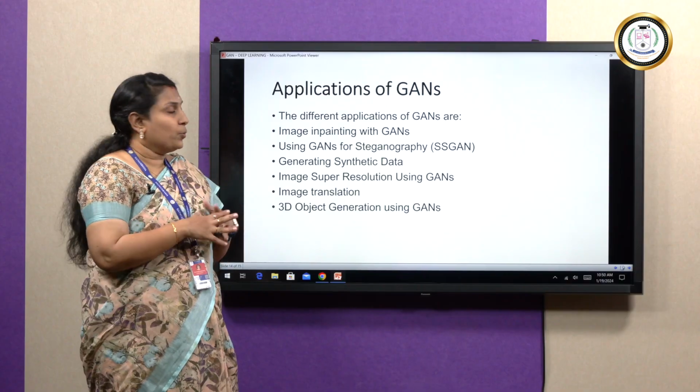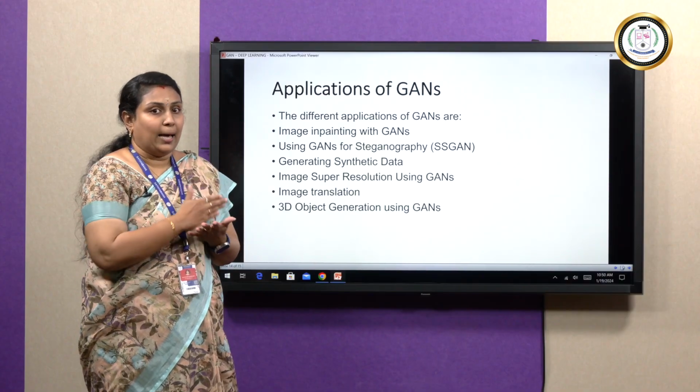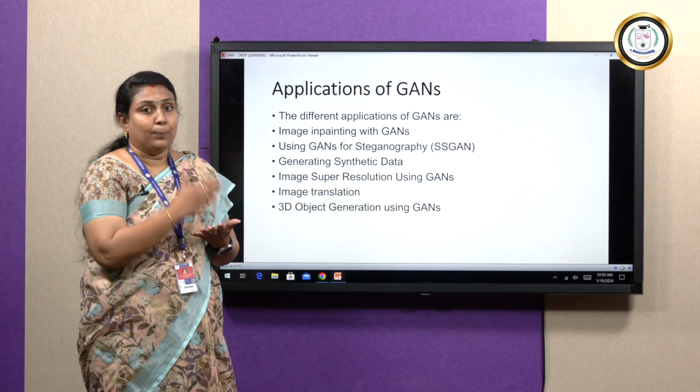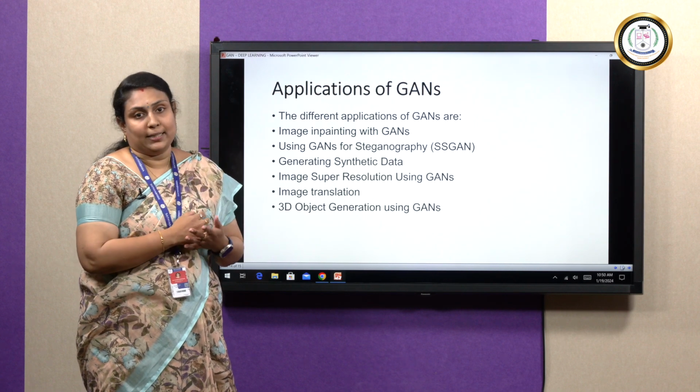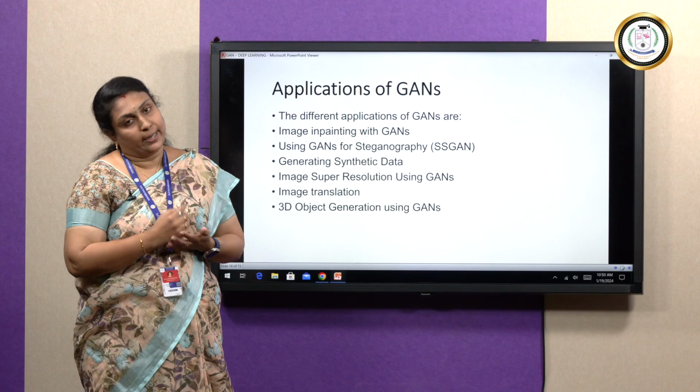So in today's session, we saw elaborately about an important topic in deep learning, that is generative adversarial network. Thank you.